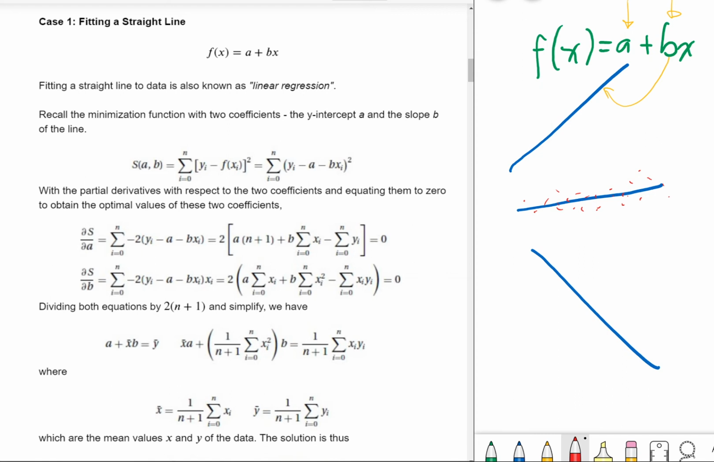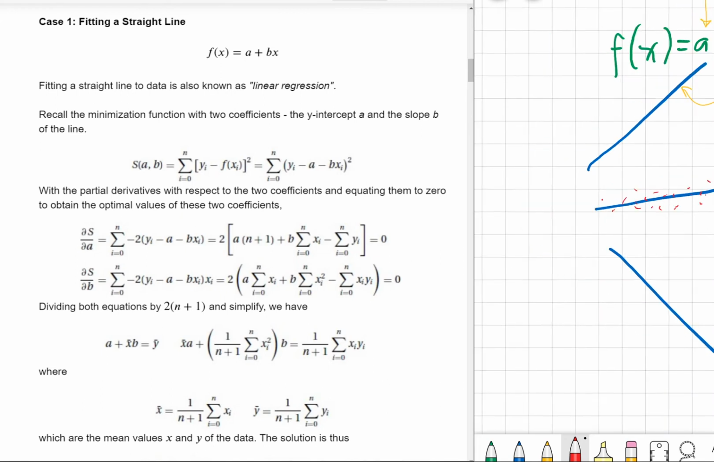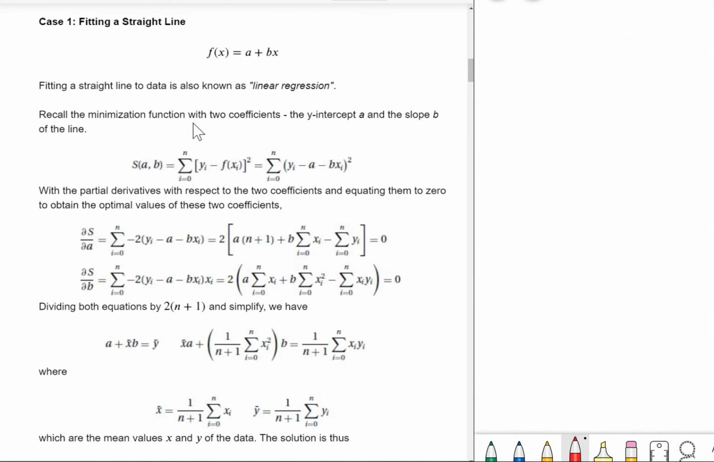So fitting a straight line to data is also known as linear regression. Recall the minimization function S. In this case we only have two coefficients, a and b, because here you can see a and b. Now a is the y-intercept, while b is the slope of the line. So you can see the physical meaning of this linear function.